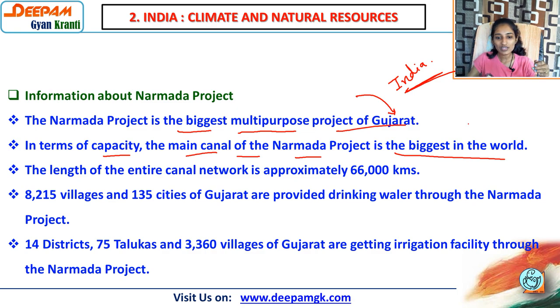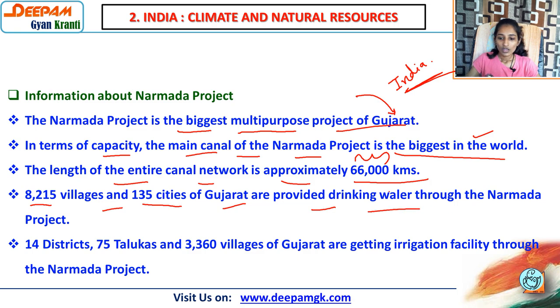As far as capacity is concerned, it is the biggest canal in the world. The length of the entire canal network is approximately 66,000 kilometers. So the total canals emerging from the Narmada project have an approximate network of 66,000 kilometers. Nearly 8,215 villages and 135 cities of Gujarat are provided drinking water with the help of this Narmada project.